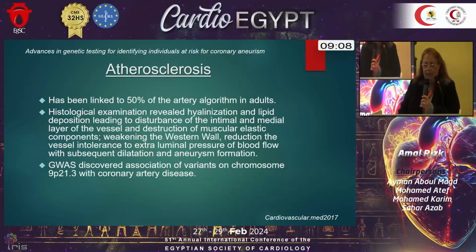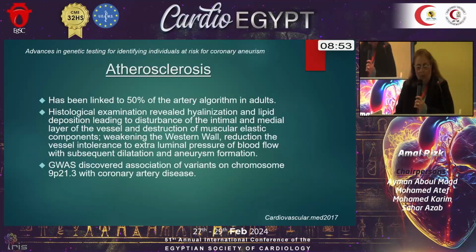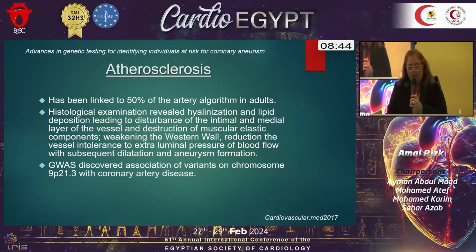Atherosclerosis has been linked to 50% of coronary artery aneurysms in adults. Histological examination reveals hyalinization and lipid deposition leading to disturbance of the intima and medial layer of the vessel and destruction of the muscular elastic component, leading to weakness and aneurysm formation. A genome-wide association study discovered an association of variants on chromosome 9p21.3 with coronary artery disease.